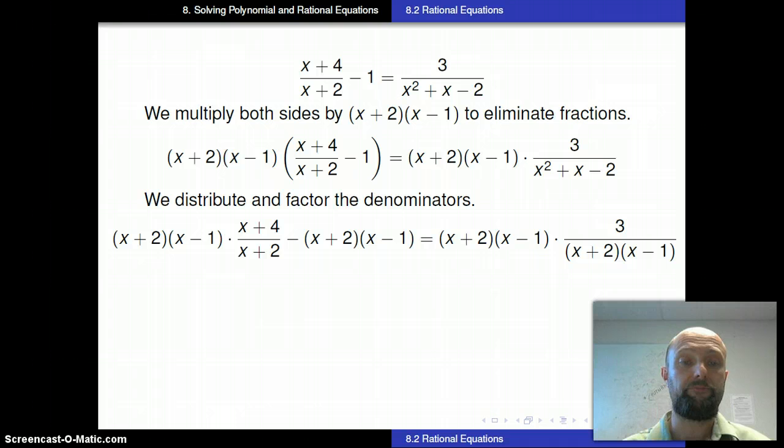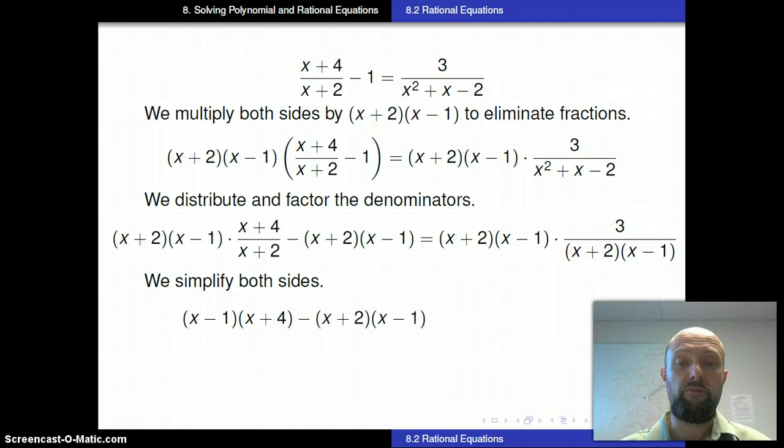And now we simplify. For the first term, we have (x + 2)(x - 1) times (x + 4)/(x + 2). x + 2 cancels out, and we are left with (x - 1)(x + 4). The second term does not need to be simplified. For the third term, we have (x + 2)(x - 1) times 3/((x + 2)(x - 1)). x - 1 cancels out, and x + 2 cancels out, and we are just left with 3.